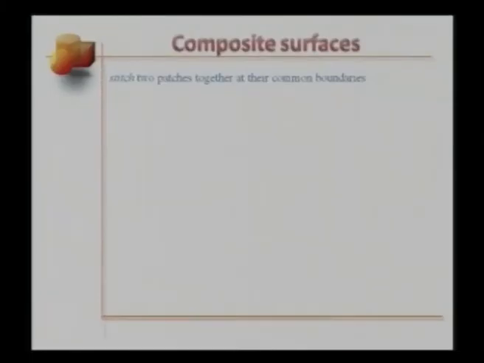Composite surfaces. This is what the idea is. We need to stitch two patches together at their common boundaries. What does that mean? It means that we need to maintain position, which is C0, slope, which is C1, and or curvature, which is C2, continuity at the boundary curves.